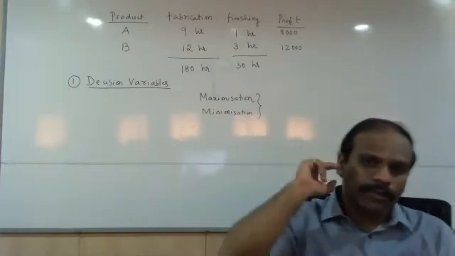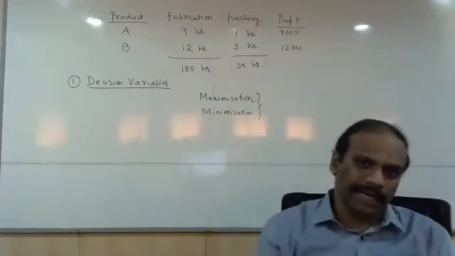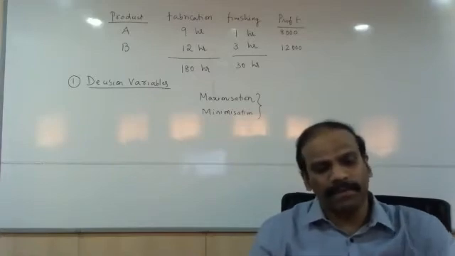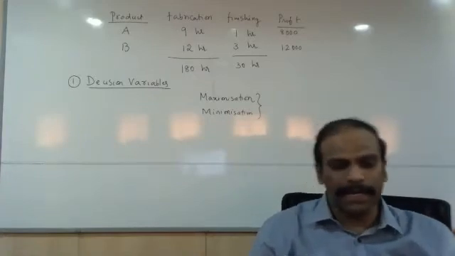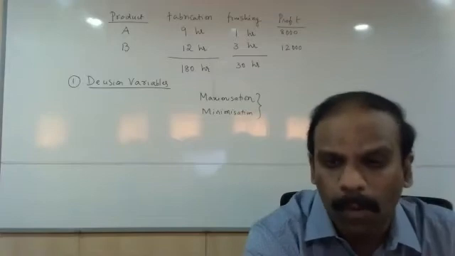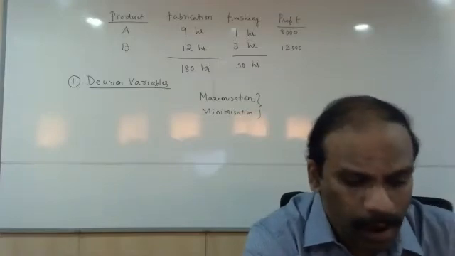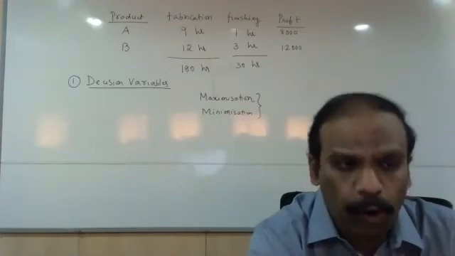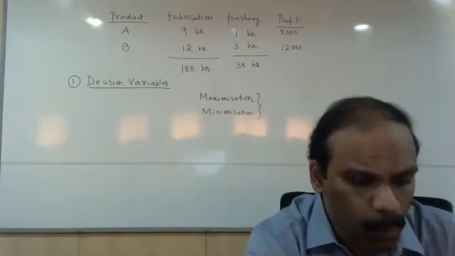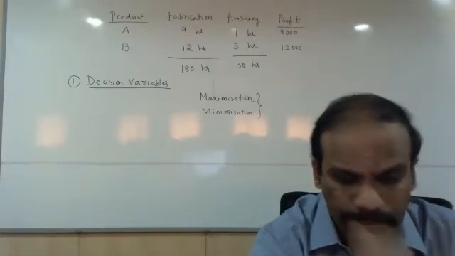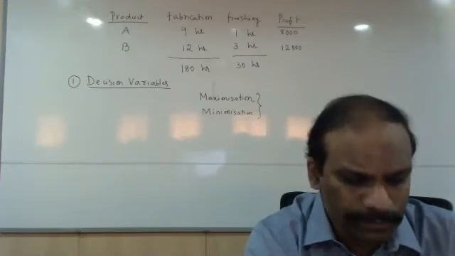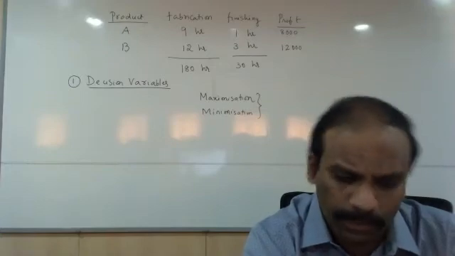I want everyone to please look at the board and particularly the table which is there and tell me what are the different types of data given in this question. Can anybody please tell me which are the different types of data given here? Fabrication and finishing, sir. No, I just want to know what are the different types of data given. So like time taken and the profit of model A and model B.